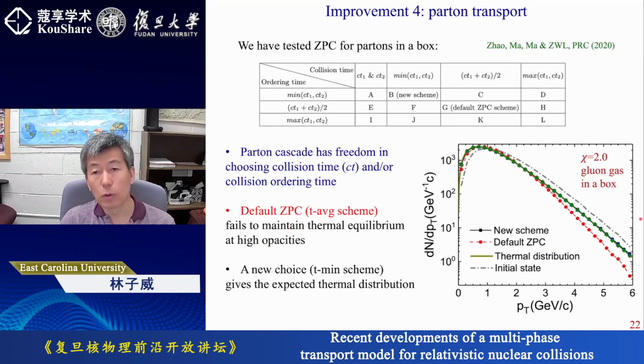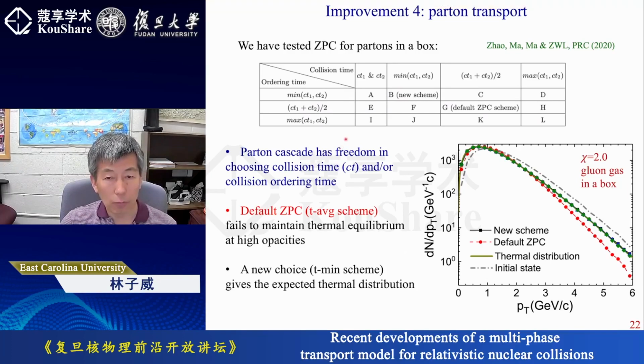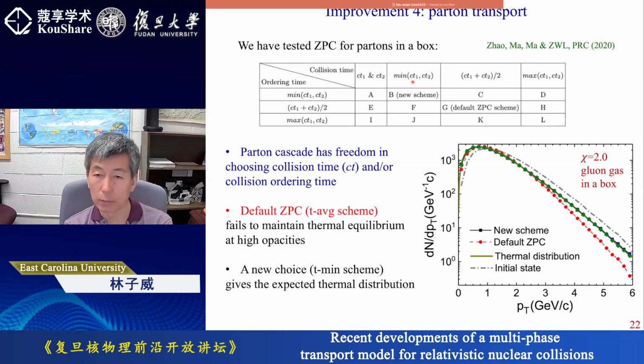So in the recent work with Xinli, Guoliang Ma and Yugang Ma, we have studied this for partons in the box. We have tested the ZPC, and we realized that parton cascade has certain freedoms when you do relativistic parton cascade, because you have freedom in choosing the two-parton collision times and how to order the collisions. And typically the parton collision is done in the two-parton center-of-mass frame.